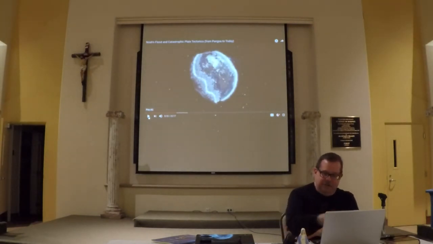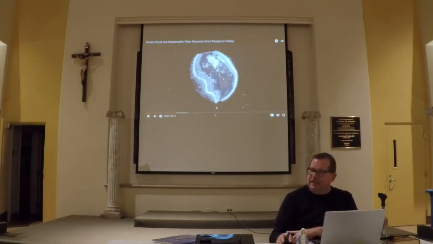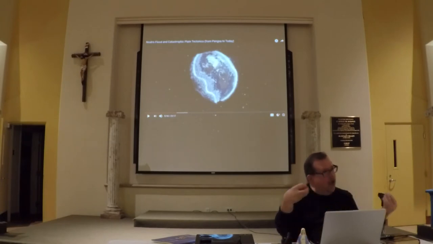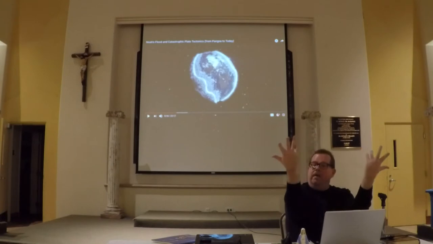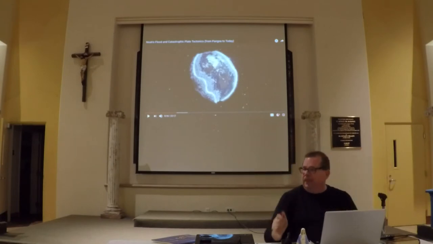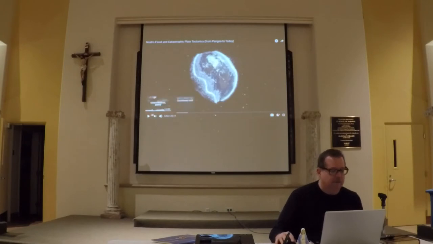So you see this dark, you see this? This is the Mid-Atlantic Ridge. This is the area of the Mid-Atlantic Ridge that separated South America from Africa and Europe from North America. It broke the continent apart during the flood. It burst forth and pulled the lands apart, is the idea here.